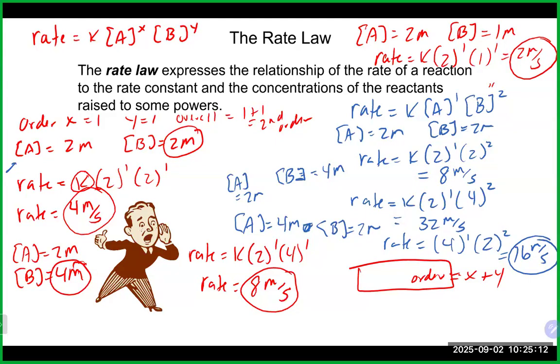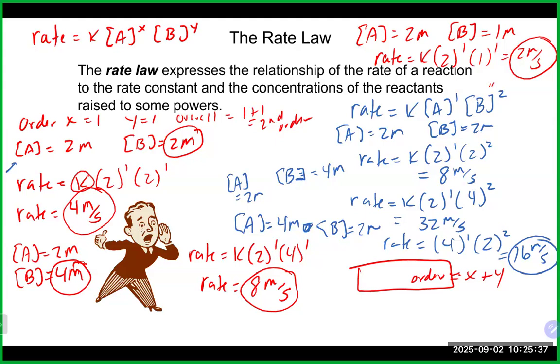Yeah, so are you asking how we get those orders? We're going to talk about it in just a second. The short answer is no, they're actually not the coefficients in the equation. In this case, we could see that obviously B has a greater effect on it. If we lowered the concentration of B, we would probably see a more dramatic slowing of the rate than if we lowered the concentration of A.